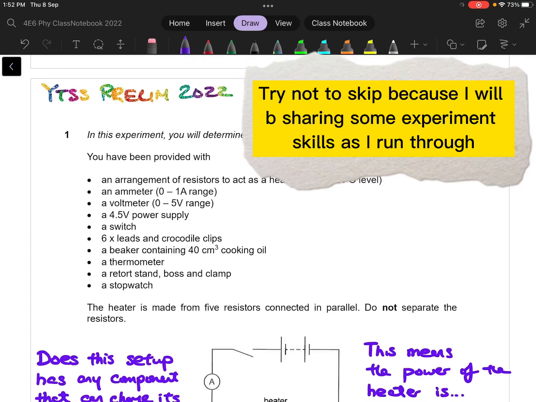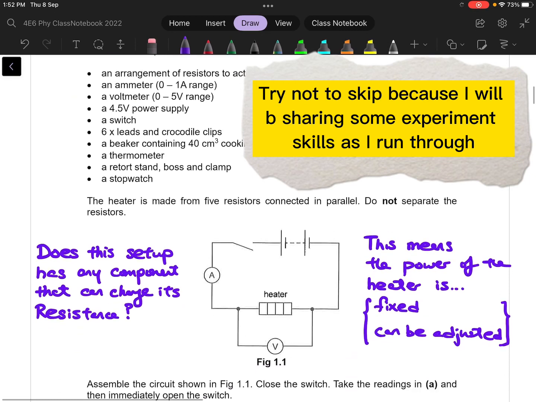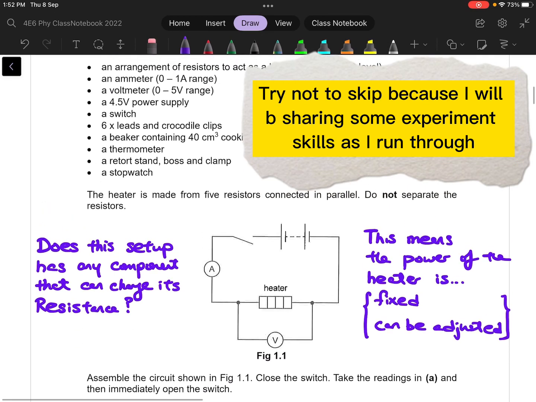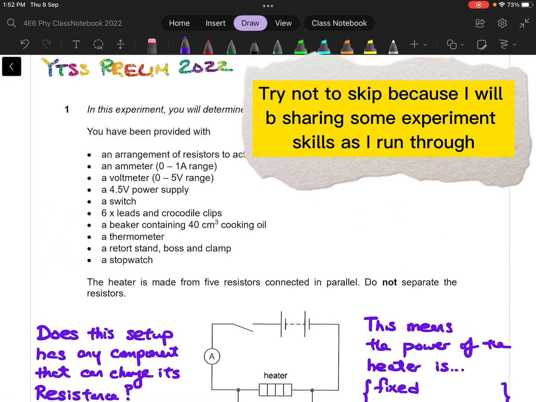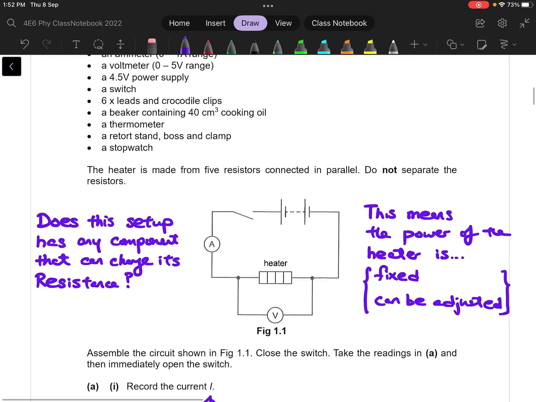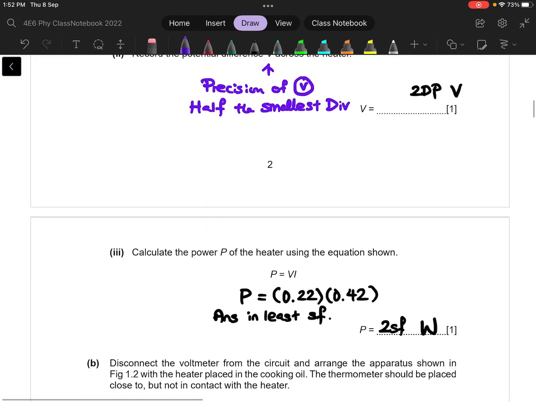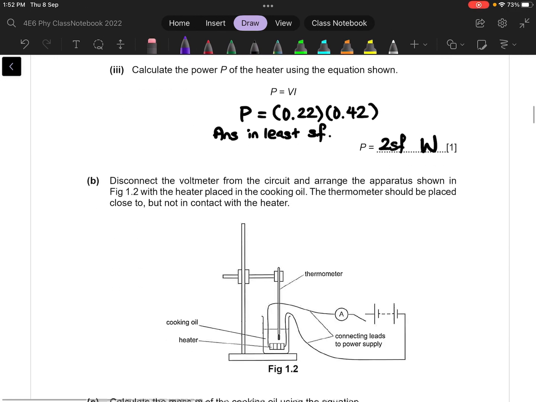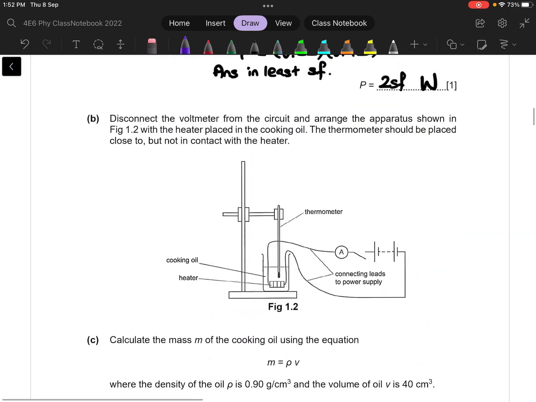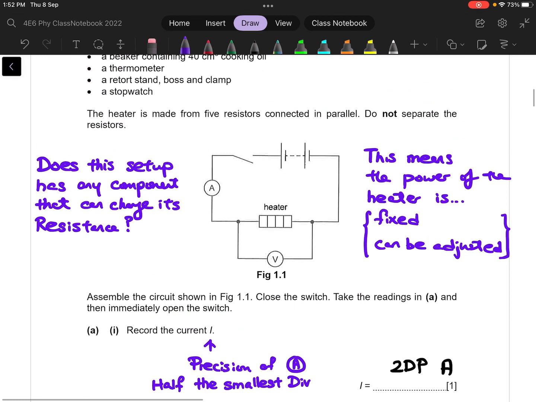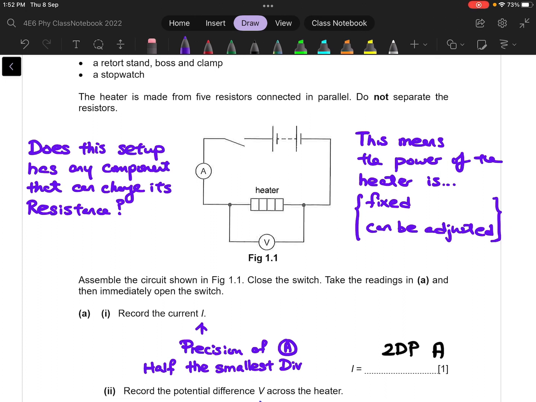In this video, I'm going to go through YTSS Prelim 2022, the practical. This is for question 1. So for question 1, it is the design question. In the design question, the format is that the first few steps, we are trying to use the instruction given here to guide you and give you some hints to what is the independent and dependent variable.